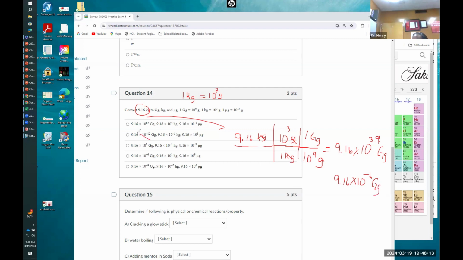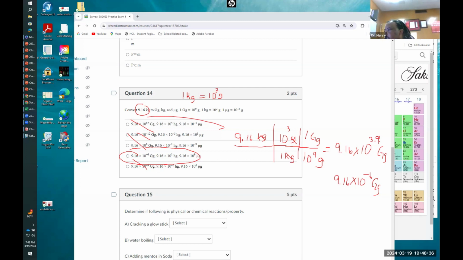Okay, so which ones can we get rid of? Looks like we can get rid of this one, this one, this one, and that one. So our correct answer is that one. Okay. Questions? Okay, let's keep going then.